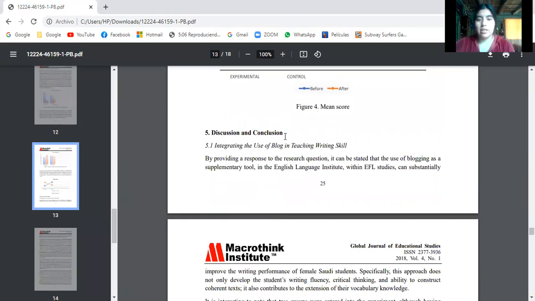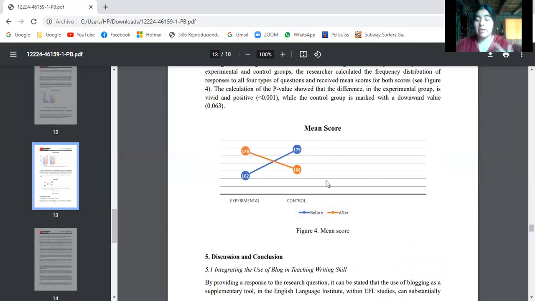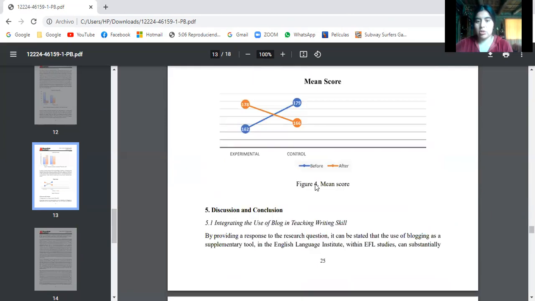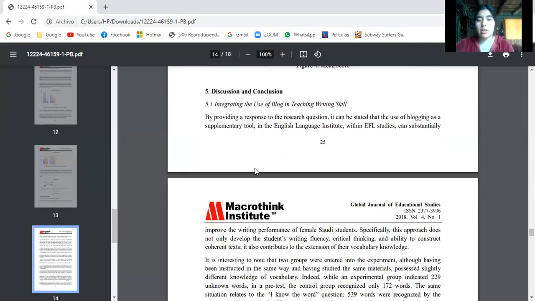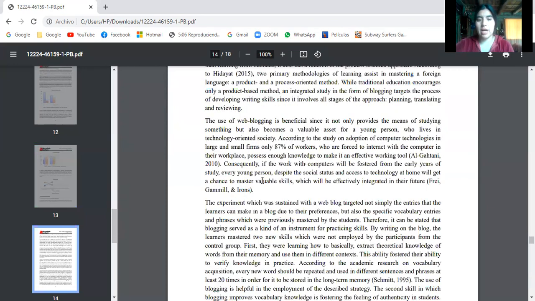And discussion and conclusion. Regarding the discussions, we are going to analyze the information, but we are going to relate it with other studies. For example, with all the information regarding these results, you need to compare this information and contrast it with other authors in order to give more confidence to your research.